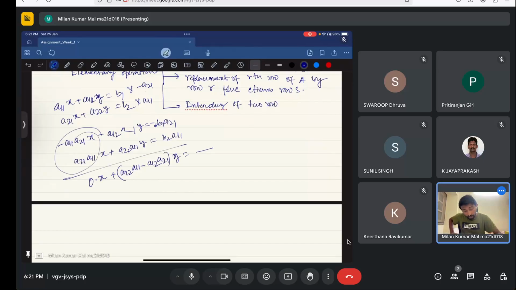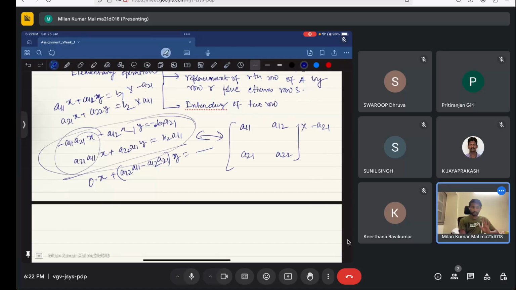But now consider this system of linear equations in matrix form: a11, a12, a21, a22. Whatever we are doing here is equivalent to operations on the matrix. What is that? That is just multiplying this row by a non-zero scalar. The first step is multiplying this row by the non-zero scalar a21, and after that it will be minus a21 a11, a12 a21, and a21 a22.